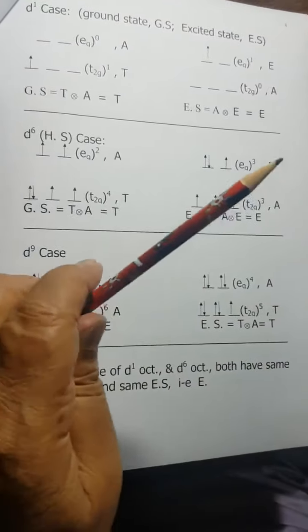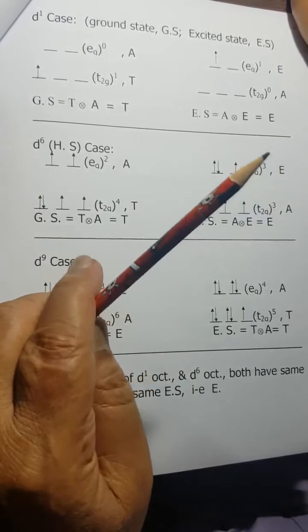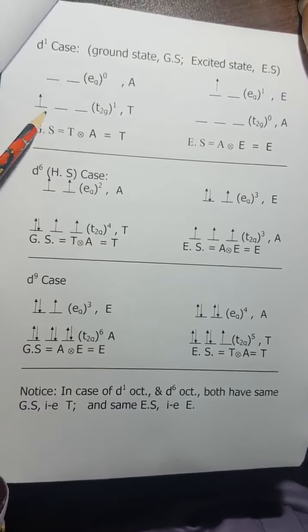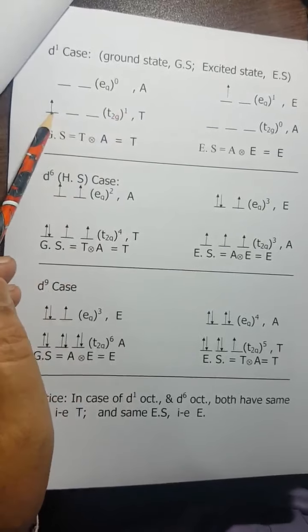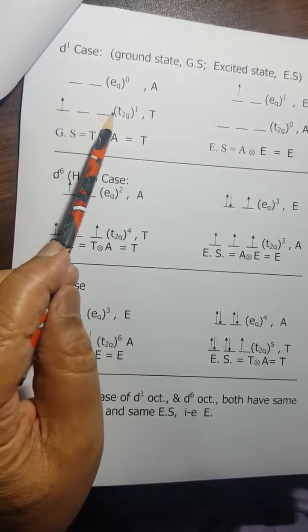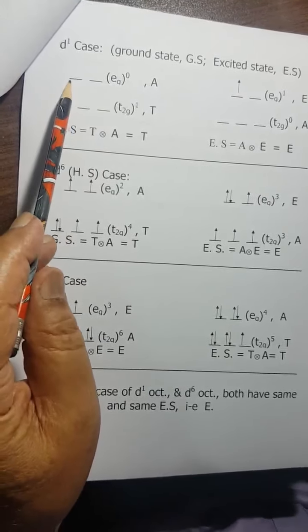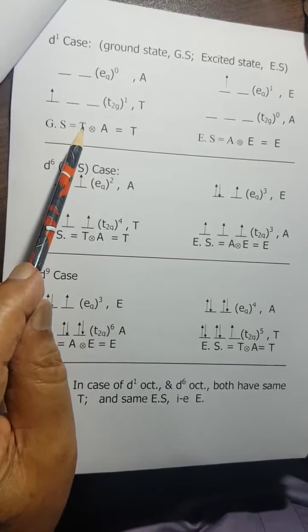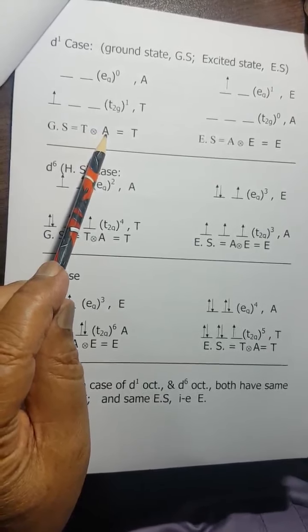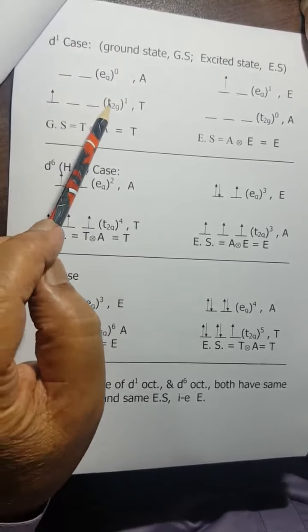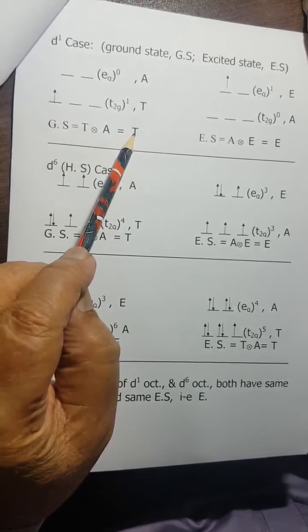I think you must understand this. I have put a configuration, ground state and excited state, to show how we represent it. This is a d1 system. T2g contains 1 electron, and it is represented with T. There are 3 ways this electron can be put here. There is nothing in eg, 0, and it is represented with A. So T times A will be T. So the ground state of this configuration, t2g1, will be represented with T.